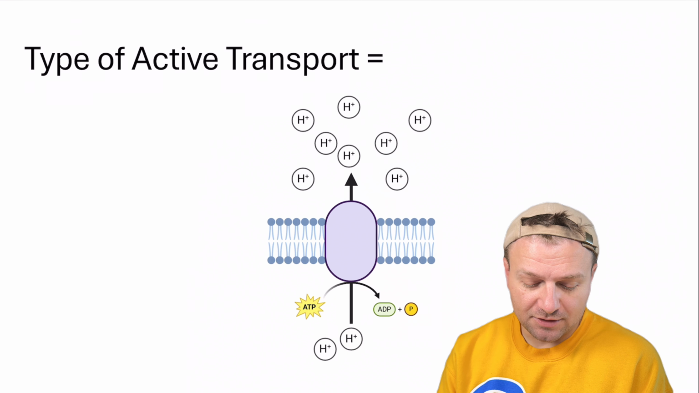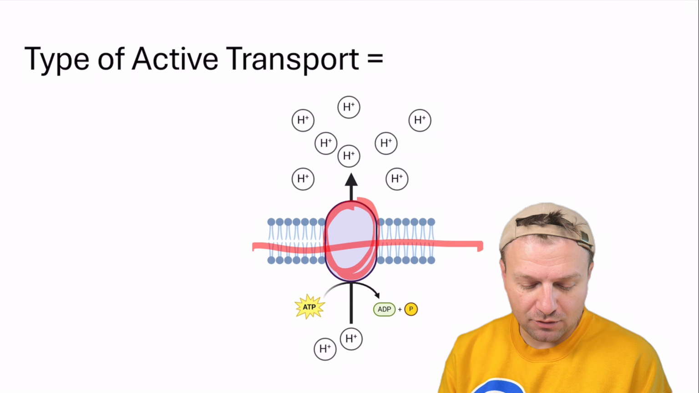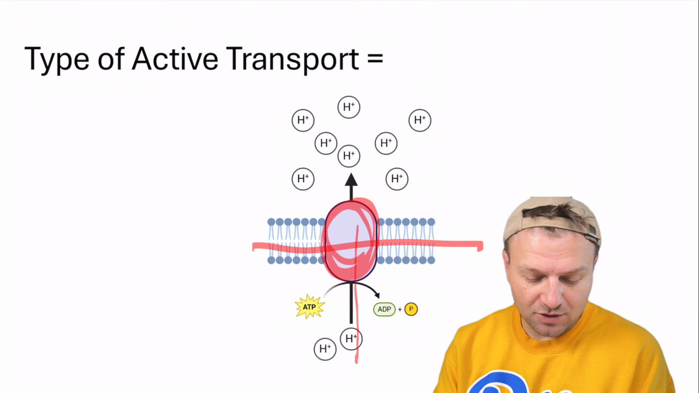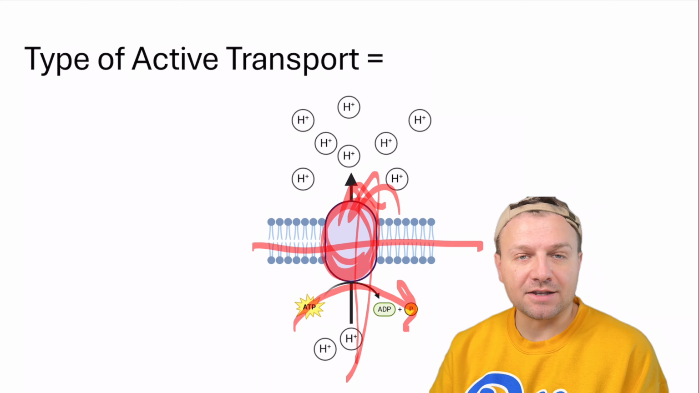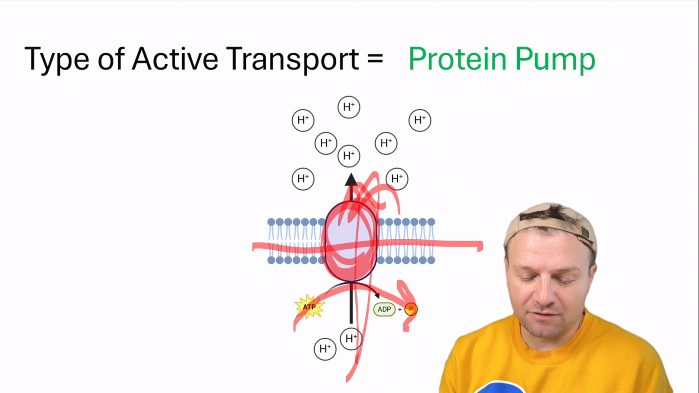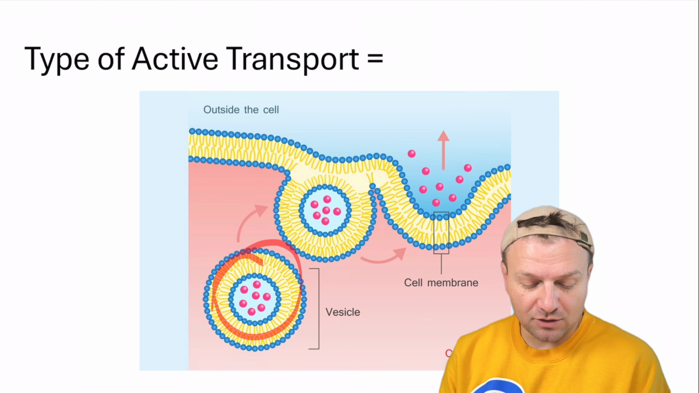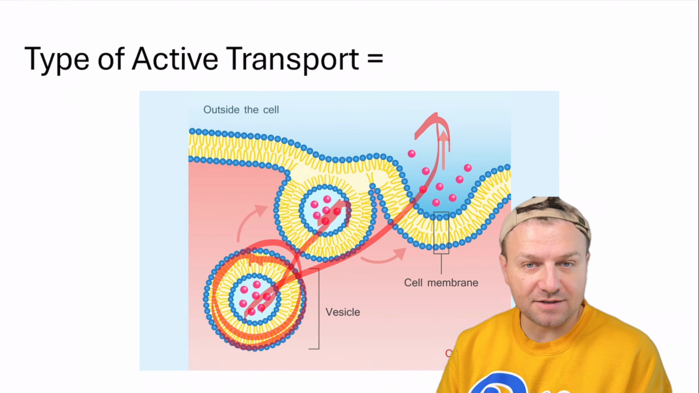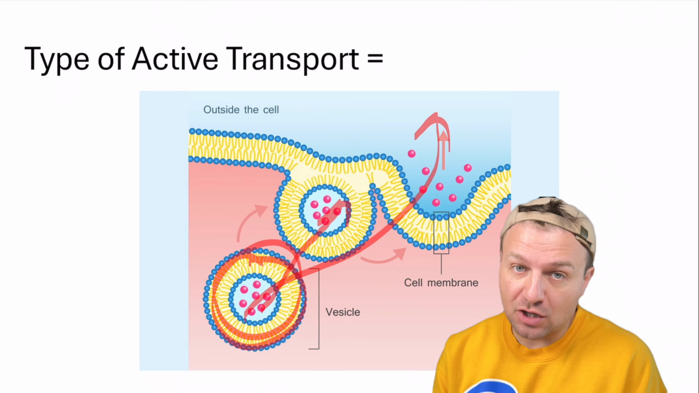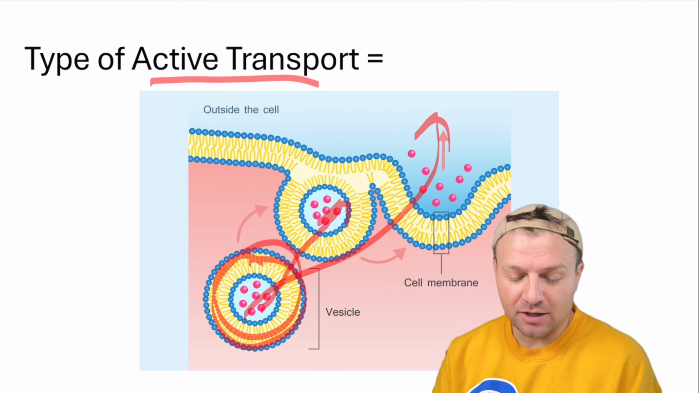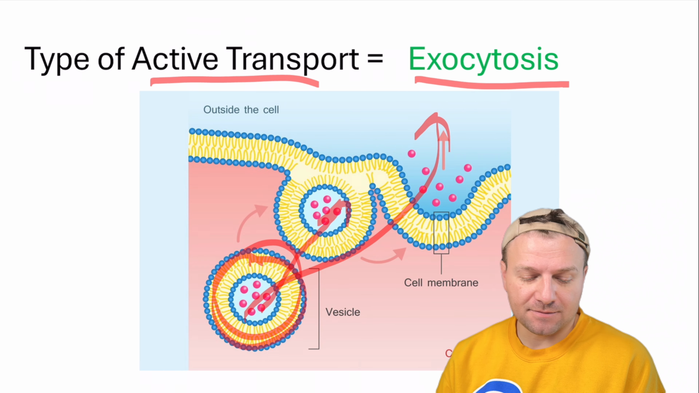Here's our next one. You can see the plasma membrane. We have this protein. These hydrogen ions are moving through it, using ATP to move them again against their concentration gradient. This is an example of a protein pump. Here we have this vesicle. It's fusing with the membrane and pushing its contents out of the cell. We don't necessarily see ATP or energy being used, but we know it's being used because this is active transport. This is exocytosis.